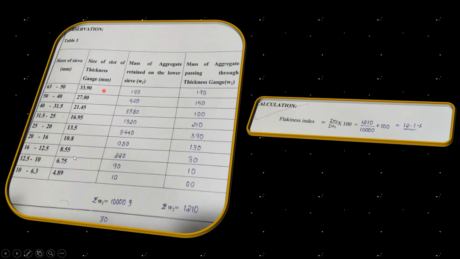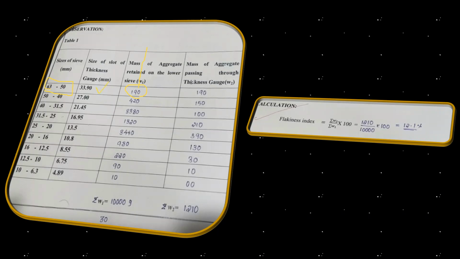Then these are the mass of the aggregate retained on the sieves. Whatever aggregate is retained on the sieve, we have written it here, and the mass of aggregate passing through the sieves, we have written here. Let us put it in a very simple way. Let us say you've done the sieving. On this particular sieve, that is 50 to 63, 190 grams, in terms of grams, of aggregate was retained, and out of that you try to pass it through this particular slot of 33.90.